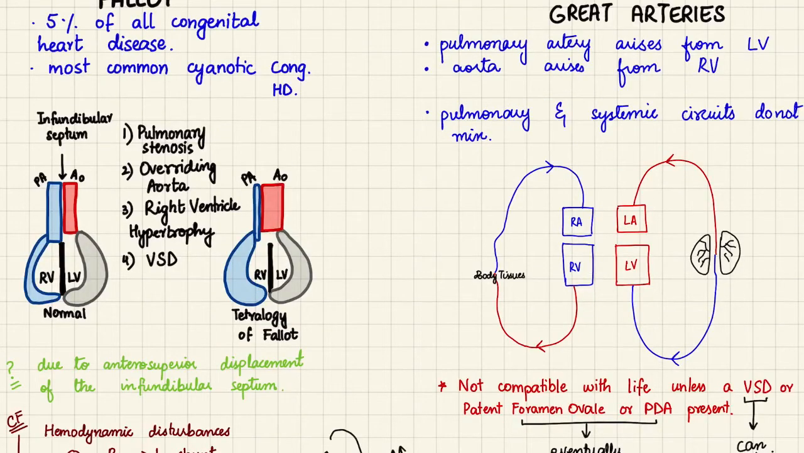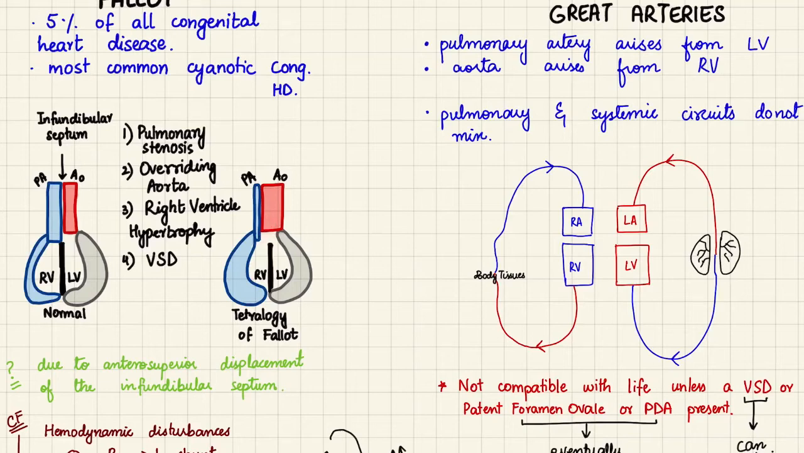To understand the cause of this, we need to know that there is an infundibular septum between the developing pulmonary trunk and the aorta. So in this case, what happens is that there is anterosuperior displacement of that septum. So when that occurs, this is going to change into this. You can see here that the aorta has become bigger and the pulmonary artery has become stenosed, right? And also the aorta has overridden the septum.